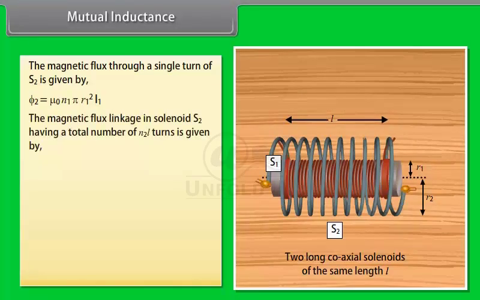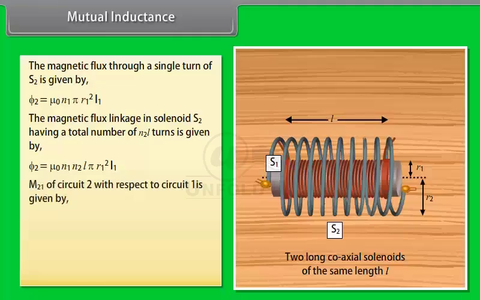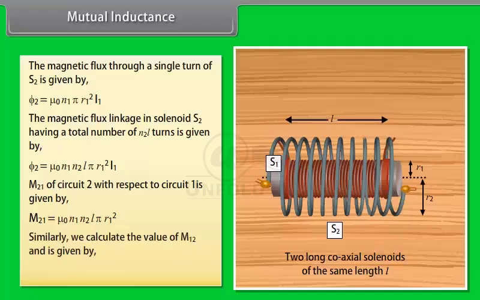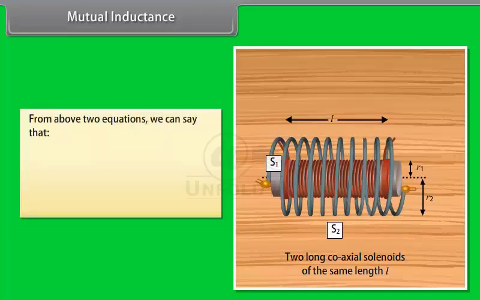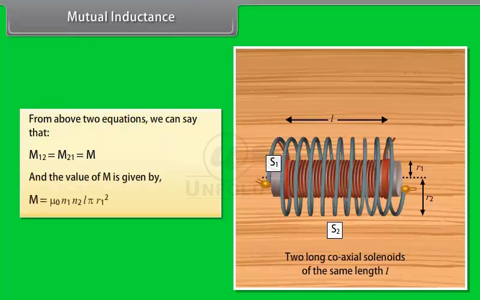The magnetic flux linkages with solenoid S2 having a total number of N2L turns is given by mu naught N1 N2 L pi R1 square I1. M21 of circuit 2 with respect to circuit 1 is given by mu naught N1 N2 L pi R1 square. Similarly, we calculate the value of M12, and it is given by mu naught N1 N2 L pi R1 square. From the above two equations, we can say that M12 is equal to M21, which equals M. And the value of M is given by mu naught N1 N2 L pi R1 square.